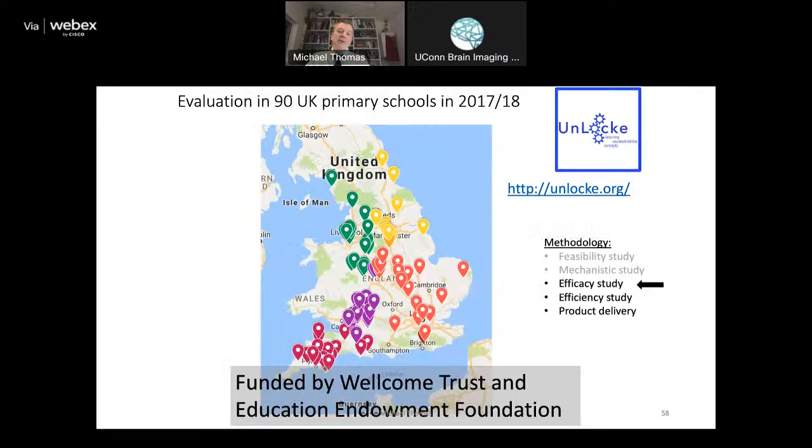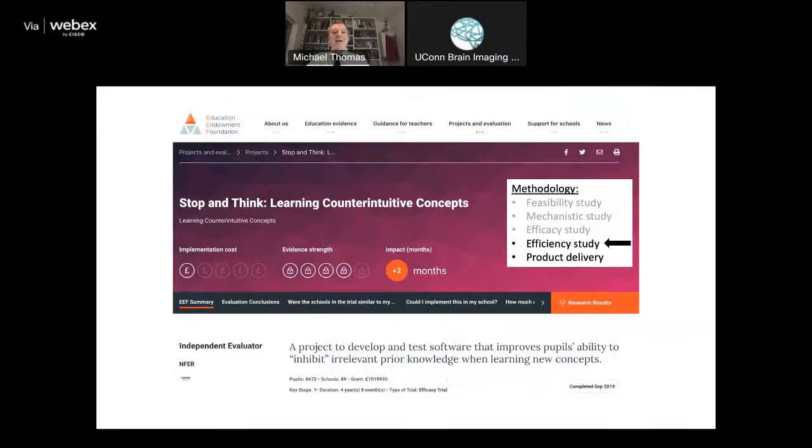Now you have to do a big trial. This was with 6,000 children in the UK to demonstrate it actually works under ideal conditions. And indeed, this was run by the Education Endowment Foundation and the Wellcome Trust in the UK as a proper randomized control task. Effect size not huge. You don't get huge effects in these trials, about 0.1. And now it's at the efficiency study stage, so an even bigger trial.